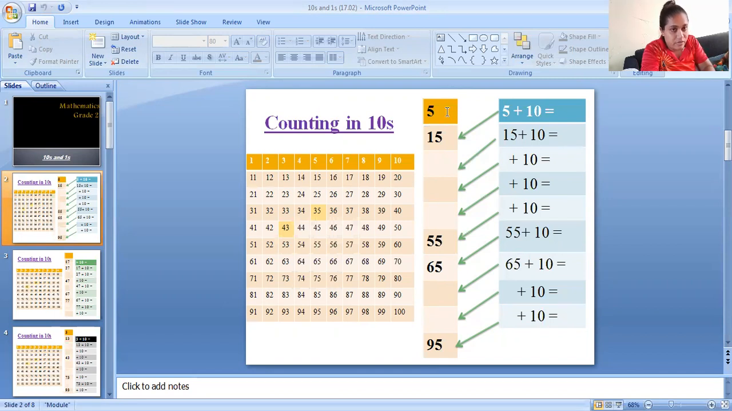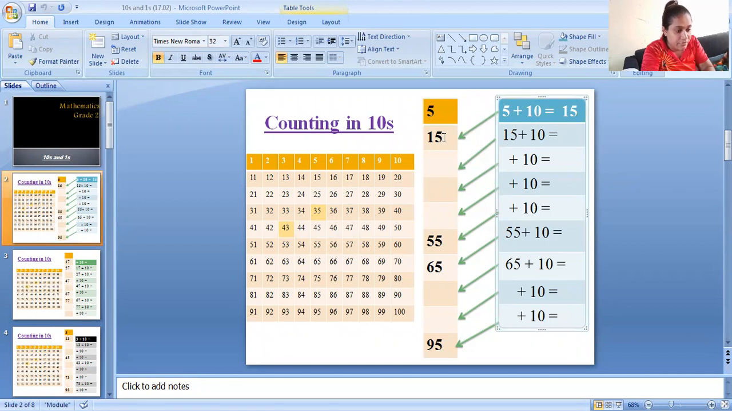Here we have 5, so we should add 10 more to 5 to get the number that should come here. 5 plus 10 is equal to 15. So I have written 15 here. Now to find the answer for this blank, we should add 10 more to this 15. 15 plus 10. 5 plus 0 is 5, and 1 plus 1 is 2. 15 plus 10 is equal to 25. So the answer which should come here is 25.